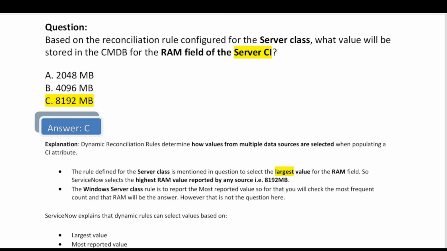Now the question is, based on the reconciliation rule configured for the server class, what value will be stored in the CMDB for the RAM field of the server CI? Option A 2048 MB, Option B 4096 MB, Option C 8192 MB. Correct answer is option C.